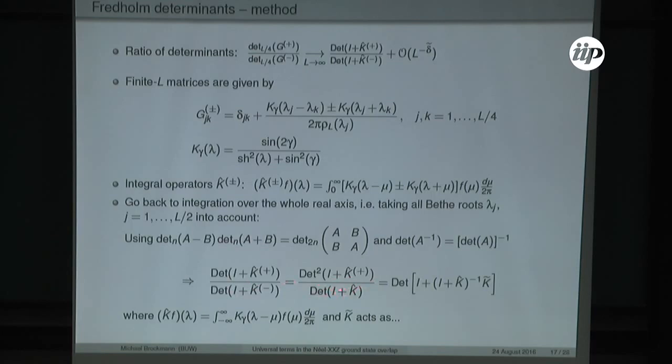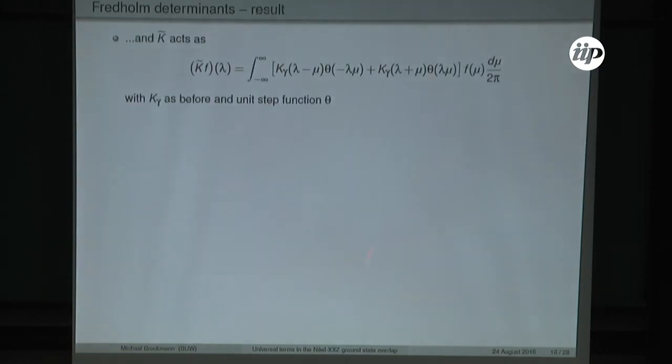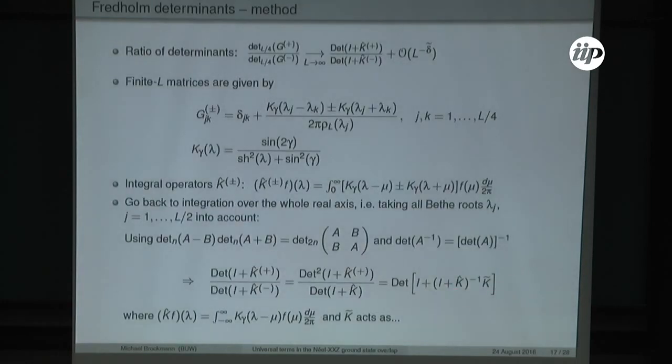plus k hat, where k hat acts as an integral operator, integrating over the whole axis with a kernel k of k gamma. And here you have a det squared, and this can also be simplified using this relation by det of the identity operator plus I plus k hat to the minus 1 times k tilde. And k tilde is also an operator acting by integration over the whole real line, now with certain theta functions and also some combination of the kernels. Okay, so this Fredholm determinant can be computed.